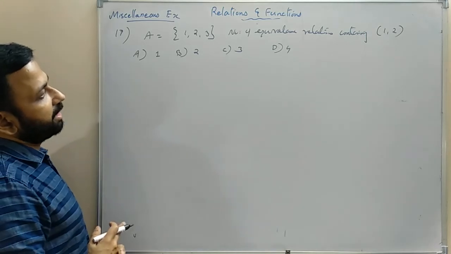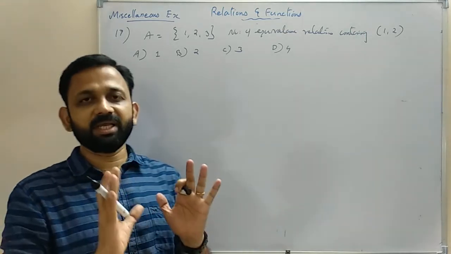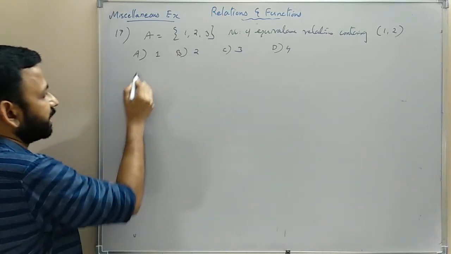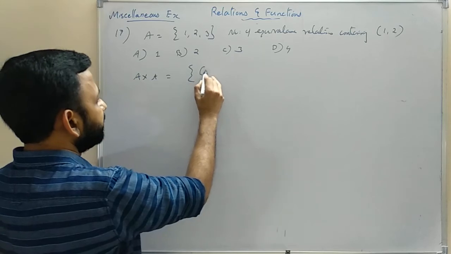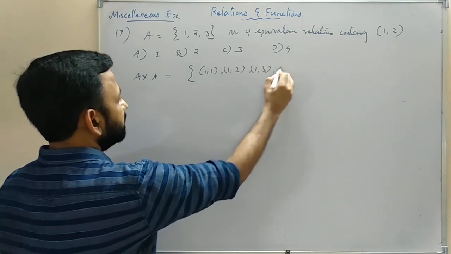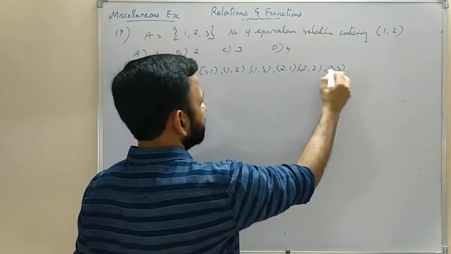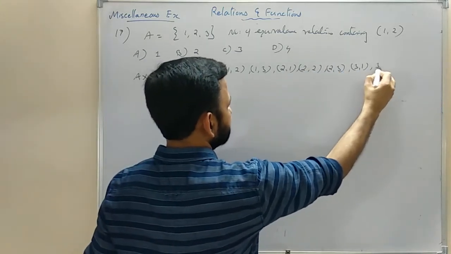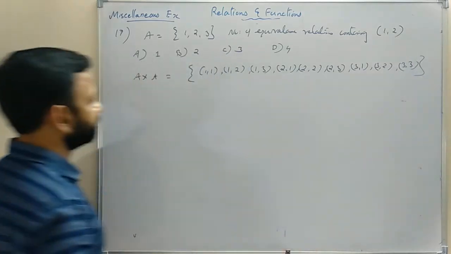And here a relation defined on set A is a subset of A cross A. So we can write A cross A first. Here the ordered pairs (1, 1), (1, 2), (1, 3), then (2, 1), (2, 2), (2, 3), then (3, 1), (3, 2), then (3, 3). So that is A cross A.